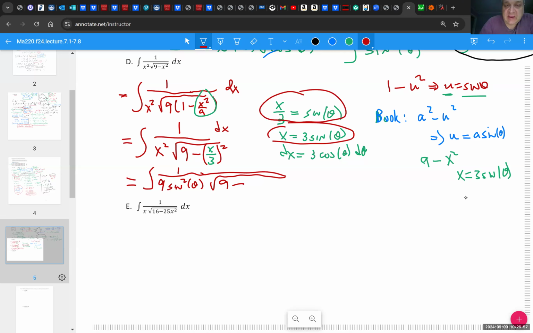Well, x over 3 is sine, so we get sine squared theta. Where did I lose my... I lost my 9 on the outside. Okay, so I had to fix this. Anyone notice my mistake? I made a mistake when I went from here to here.